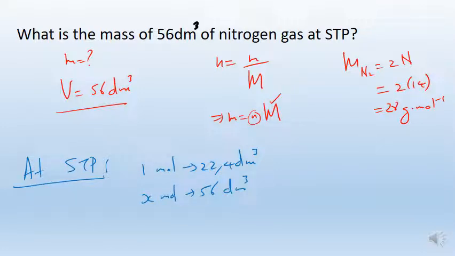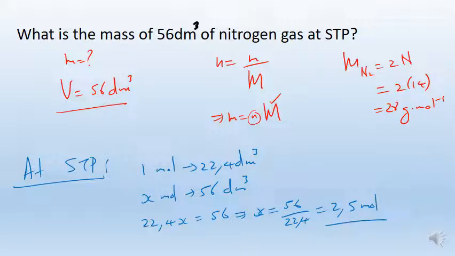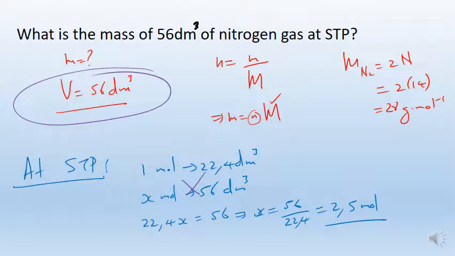So if we cross multiply, we'll get 22,4 X is equal to 56. So X would be 56 all over 22,4. Please check this. It turns out to be 2.5 moles. Now that's interesting, okay? Because what we've taken is the volume that we're given, and we've now found out the number of moles of nitrogen at STP, and that's it.